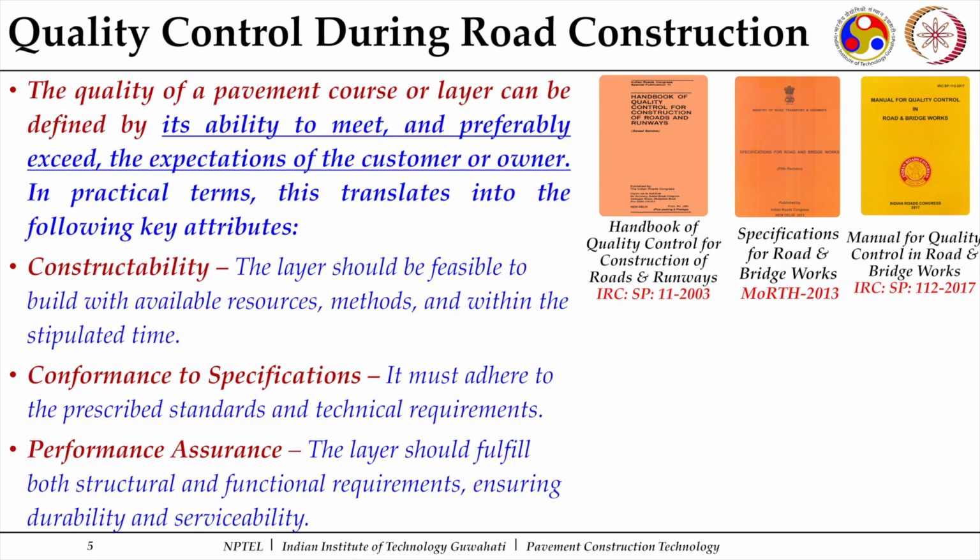We continue our discussion, and as we discussed various terms, again just mentioning certain things in brief. The quality of a pavement course or layer can be defined by its ability to meet and preferably exceed the minimum requirements. The target should not be just to reach the minimum targets, but definitely to exceed them so as to meet the expectations of the customer or the owner specifically.